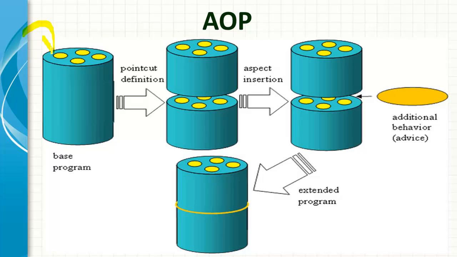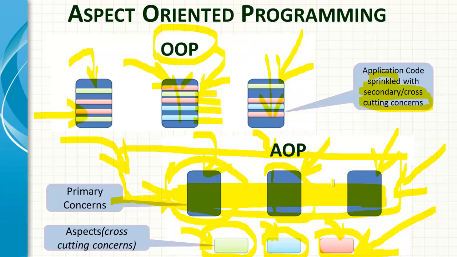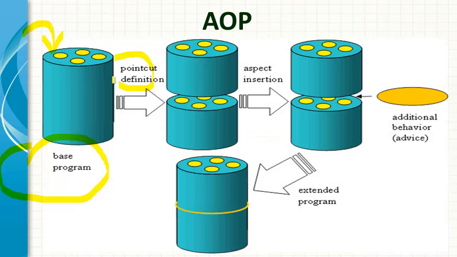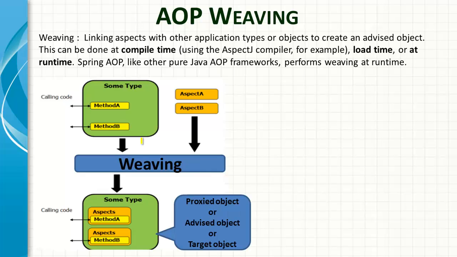This is the base program. When I say base program, what I mean is the primary concern. When I say secondary concern aspects, this is the program which is sprinkled across the code. We will see what pointcut definition is. So it says, okay, I want to add something here. The aspect is inserted. This is the additional advice that we are talking about. This is inserted in between, and now the code looks like this. This is the extended program. If you pictorially want to see it again, it looks like this.